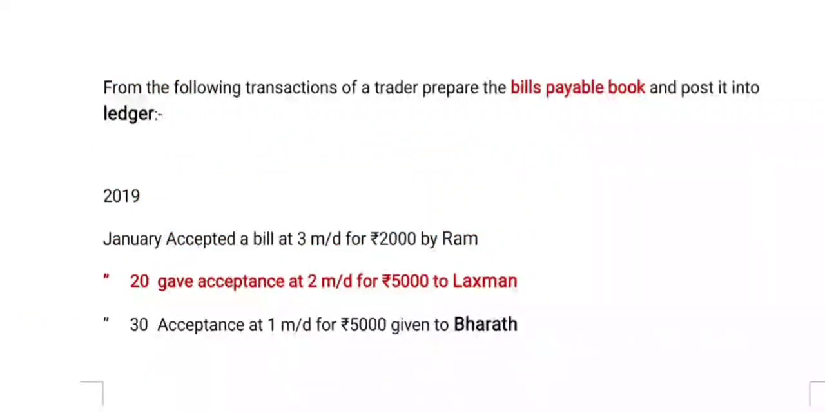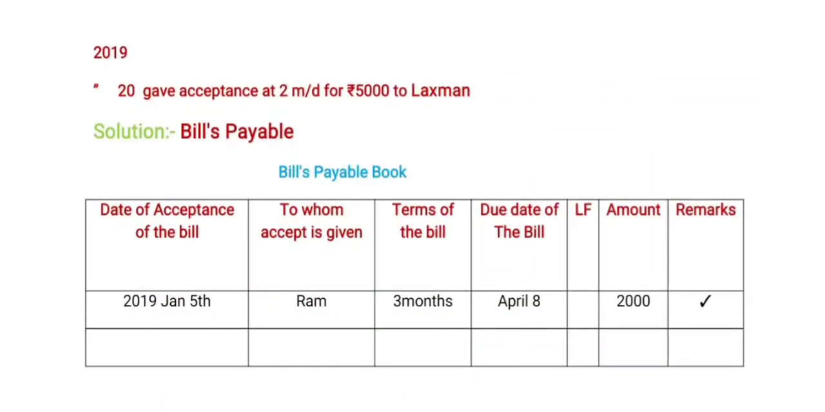It is 2019-20, gave an acceptance at 2 months for 5000 rupees to Lakshman. We are going to the bills payable book. Coming to 2019-20, gave an acceptance at 2 months for 5000 rupees to Lakshman. Here it is a bills payable transaction.